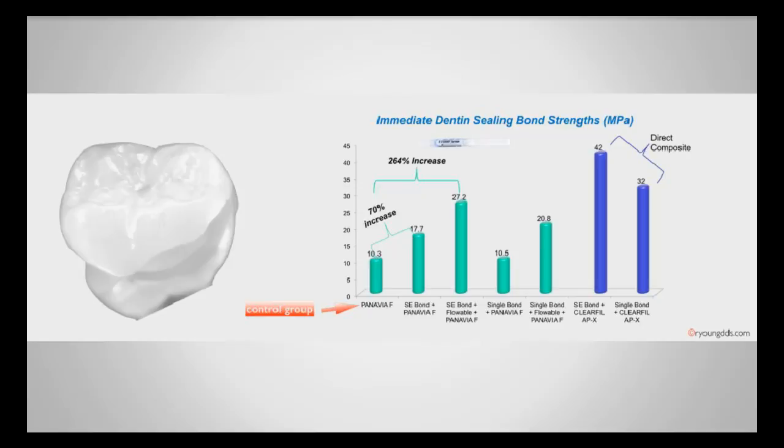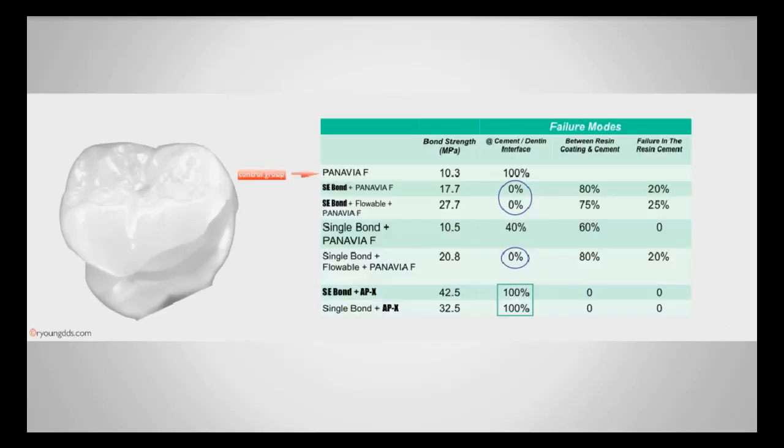Now, this was the SE Bond with APX and Single Bond. This is just a class 2 composite. Of course, it came apart off the dentin at 42 and 32 respectively. So in the chart, what this looks like is your control group, 10.3 bond strength. The cement-dentin interface failed, when they pulled it, 100% of the time. That's where it came apart. When you put SE Bond with Panavia F, 17.7, 0% at the cement-dentin interface, 80% between the resin coating and the cement, and then 25% at the resin cement.